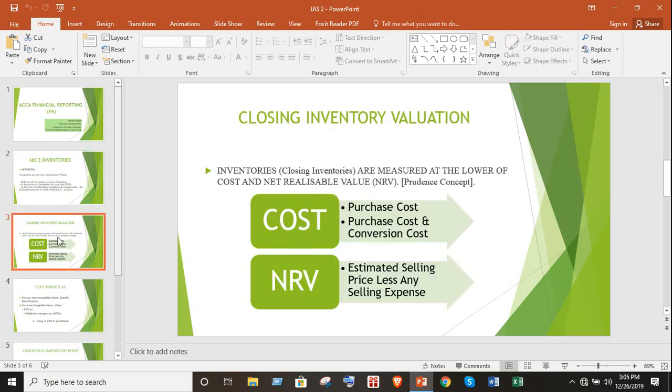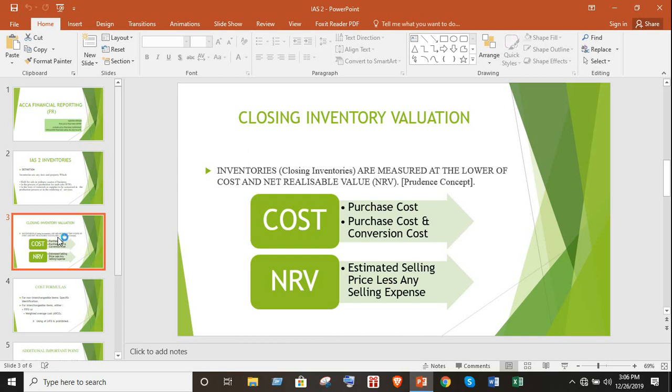According to IAS 2, the closing inventory should be valued at the lower of cost and NRV. NRV means net realizable value. So here we need to identify the two components for valuing our closing inventory. One is cost and another is NRV. First of all, let me explain about the cost.